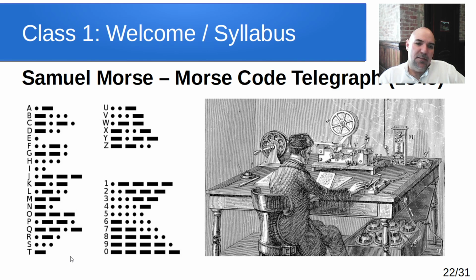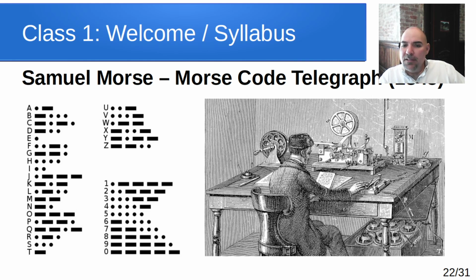And the less common letters are longer. So Y and Z and Q are four symbols long. J is four symbols long. So he put some thought into this and tried to make it efficient. And then the same kind of thing with the numbers or digits down here.